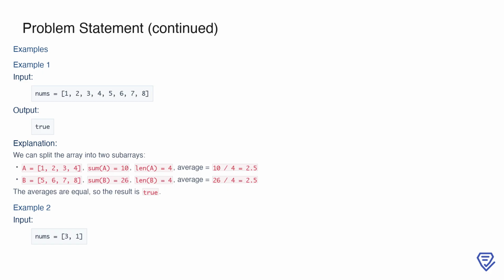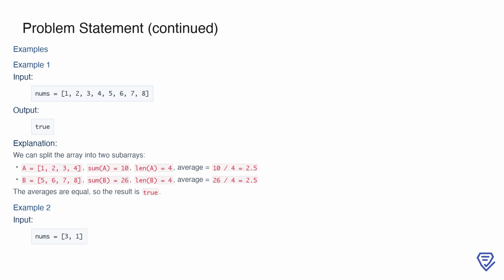In the first example, the input array is nums equals 1, 2, 3, 4, 5, 6, 7, 8. The output is true because we can split the array into two subarrays, A equals 1, 2, 3, 4, and B equals 5, 6, 7, 8. For subarray A, the sum of the elements is 10, and the number of elements is 4, giving us an average of 10/4 equals 2.5. Similarly, for subarray B, the sum is 26, and the number of elements is also 4, resulting in the same average of 26/4 equals 2.5. Since the averages of the two subarrays are equal, the result is true.